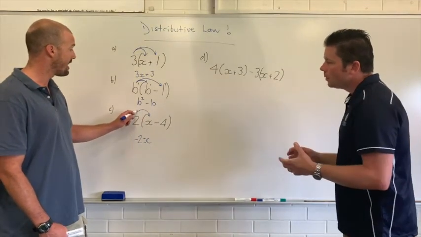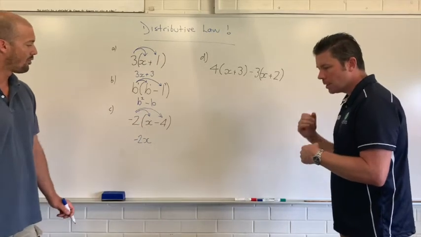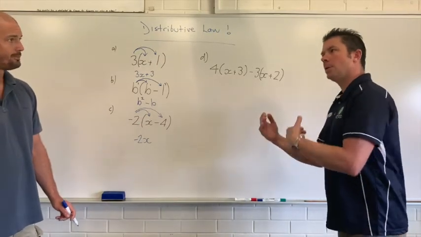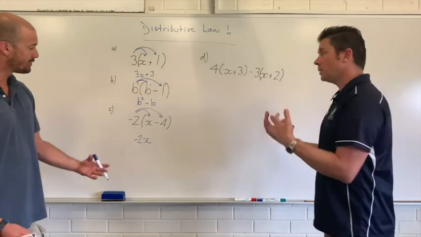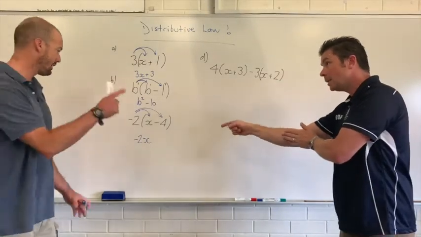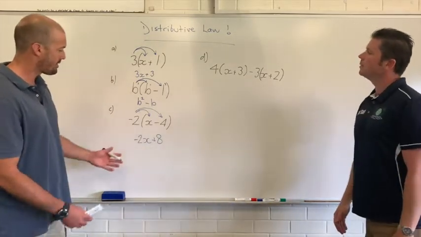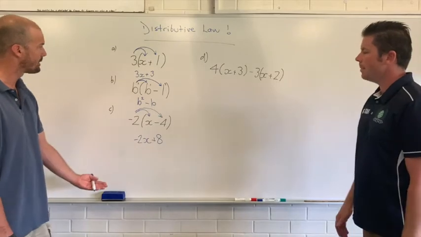Now, here's a tricky one for you. A negative times a negative. So negative 2 times negative 4. That's like a "don't do something" and it's a positive, so it's a "don't do something". Two negatives make a positive, correct? Positive 8. Excellent. So I'm going to put plus 8. That's the final form. It can't be done anymore.